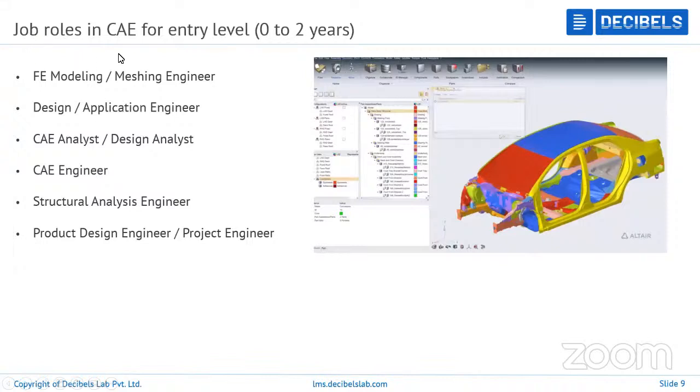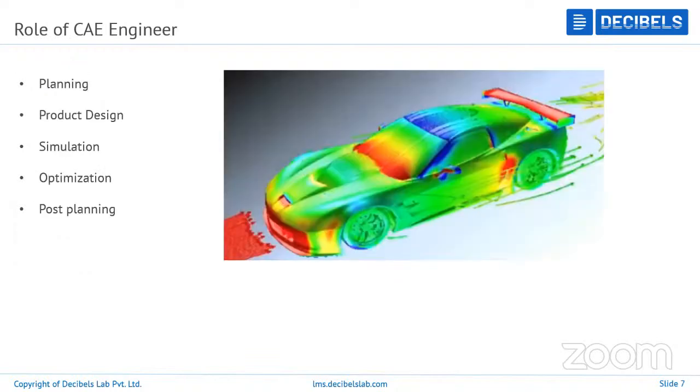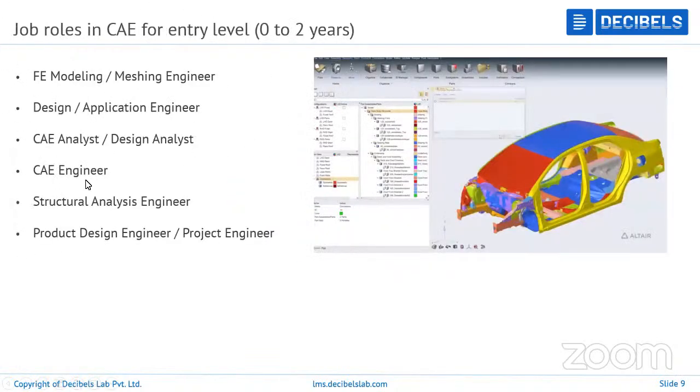Next comes the job roles in the CAE industry. Since we are talking about this overview of the CAE industry and what is the work of a CAE engineer or analyst, next come the entry-level job roles. It all depends on the company, industry-wise. Some industries may call it an FE modeler or a mechanical engineer, and some may call it a design or application engineer. As I said, it all depends on the industry's perspective.